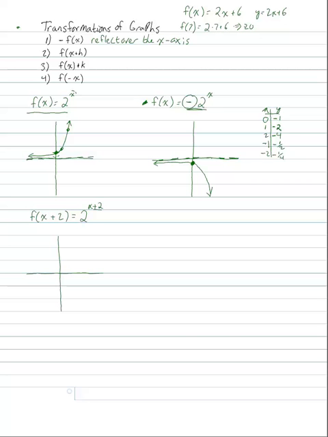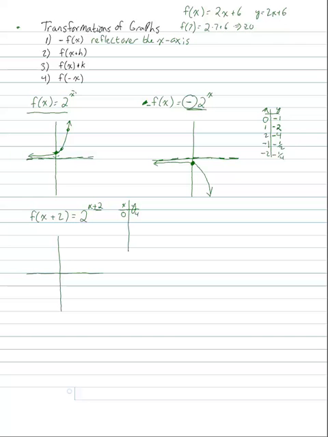So let's see, what would happen if we went ahead and added the 2 inside the function? Well, again, we can do a chart. We can say x, y. And our chart's going to be a little different this time. If I put in 0, I'm not going to get 1. If I put in 0 this time, I'm going to get 2 to the 0 plus 2, so 2 to the 4. I'm sorry, 2 to the 2, so 4.